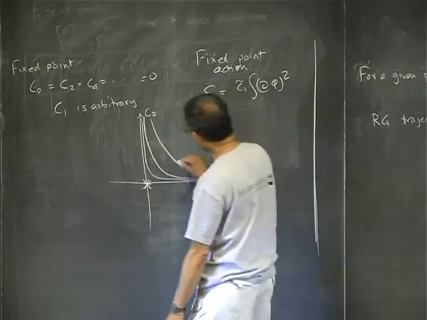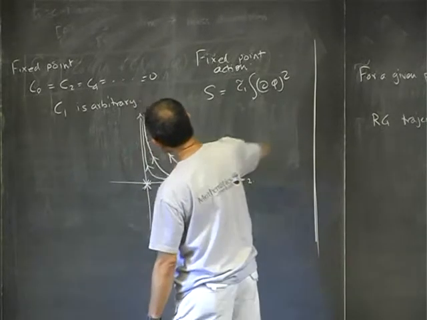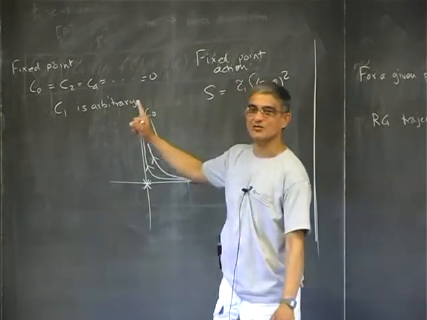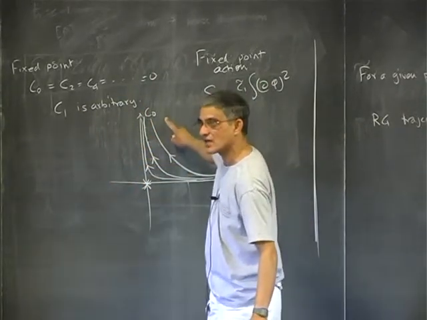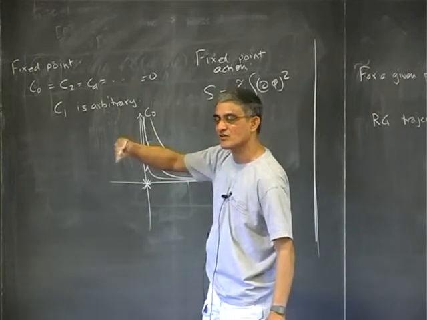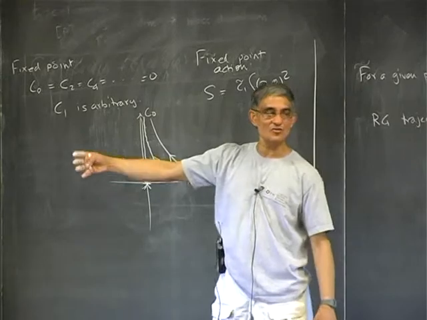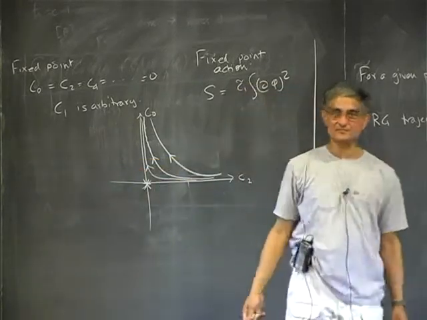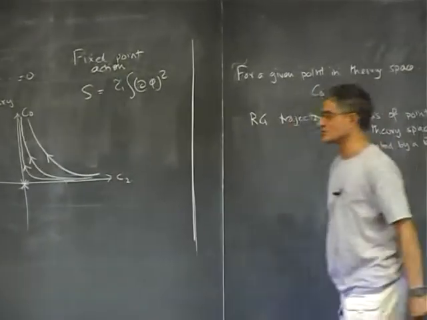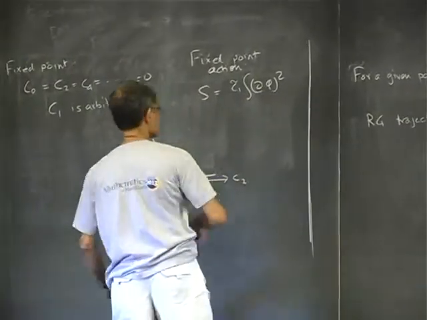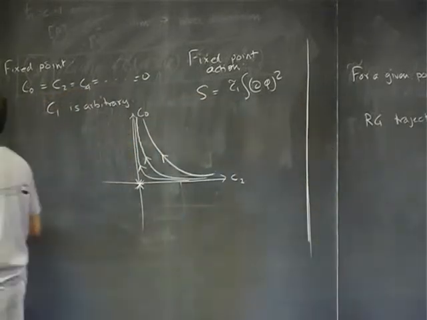Okay? I also put an arrow on each of these, which tells you the direction of the RG transformation. What that means is that as I go along this direction, I describe effective theories at longer and longer distances. Okay, so smaller and smaller momentum. There's something remarkable about this picture. So let me try to emphasize what is remarkable about this picture.